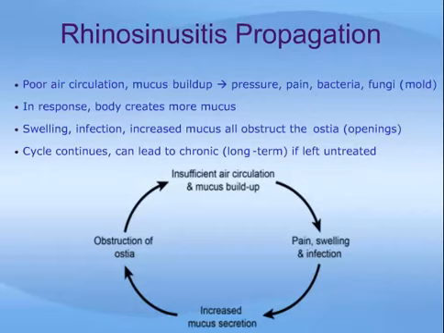As these microorganisms flourish inside the sinuses, the body's immune system responds by creating even more mucus. The swelling, infection, and increased mucus secretion in the sinuses all obstruct the sinus openings, or ostia, which further worsens mucus buildup, reduces air circulation, and causes infection. This cycle of mucus buildup, decreased airflow, pain and swelling, infection, and further mucus buildup continues, and this can lead to long-term or chronic rhinosinusitis if left untreated.